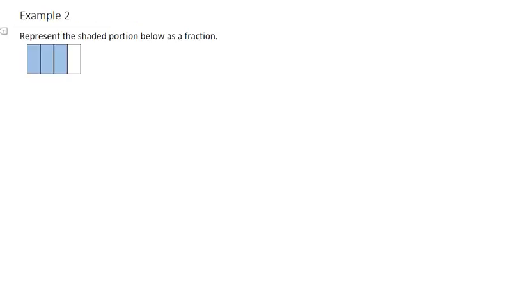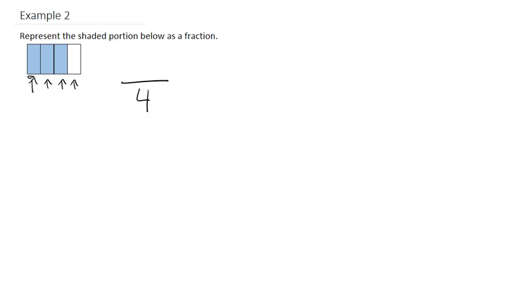Example 2. Represent the shaded portion below as a fraction. So we have a rectangle, and in that rectangle, it is divided into 4 different rectangles. So we have 4 in this greater total of 1. So we would put the bottom then as 4 because there's 4 different ones, and we're representing the shaded portion.